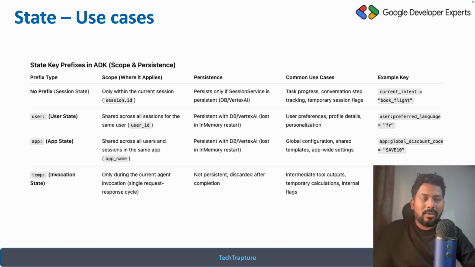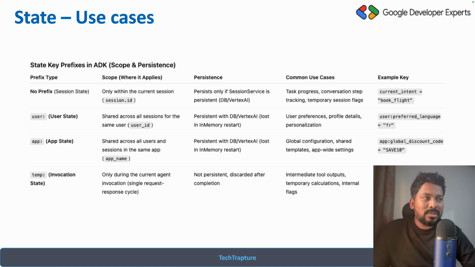So we'll try to see all the state types here, where we can use the session state, how we can use it, and the use cases. I have put in some common use cases as well from my actual experience. Wherever we have a task in progress, let's say one agent is doing one thing, then the next step, then a third step, we can track that progress in the session state. So let's say the current intent is booking a flight. Once the flight booking is done, then make payment.